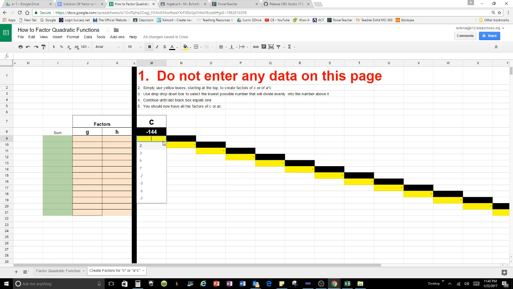And the way this works is you attempt to divide the number here by the lowest possible number. Minus 1, 3 or 5 may go into minus 144, but since minus 144 is even, we know that 2 can be divided into it. So always pick the lowest number. And so in this case we'll pick 2. And you can see we have a factor here of 2 and minus 72.